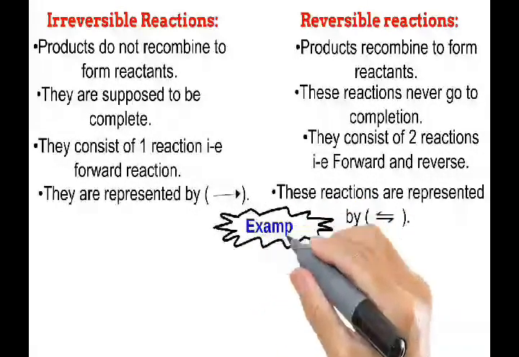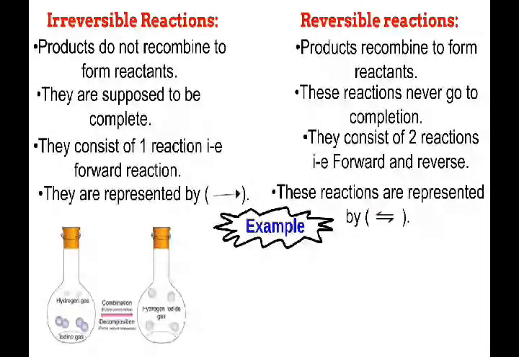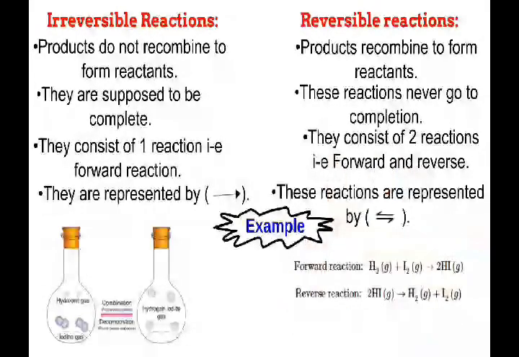Now we will see an example which will reveal more about irreversible and reversible reactions. Here you can see in the diagram that hydrogen gas and iodine gas are present in a closed bottom flask. When they start reacting with each other, they form colorless hydrogen iodide gas. The purple color of iodine gas fades during the formation of hydrogen iodide.